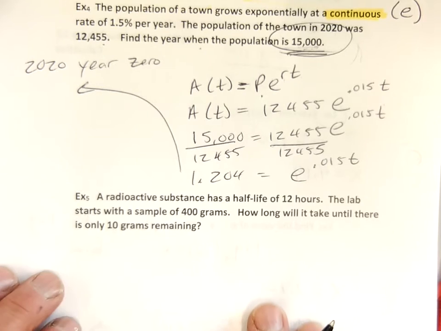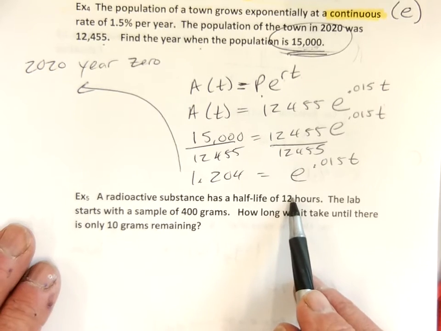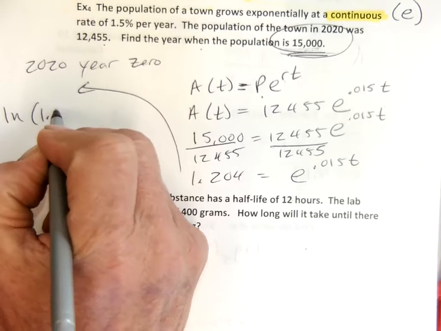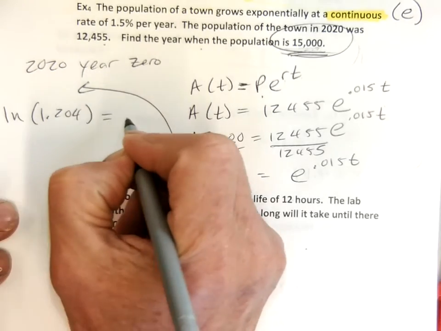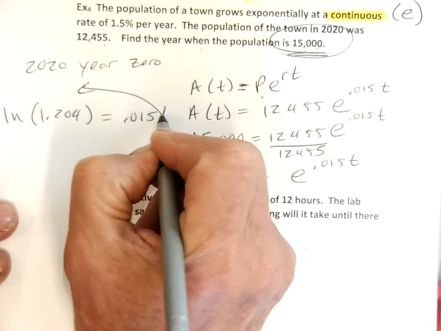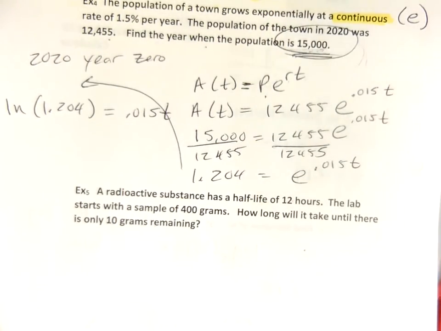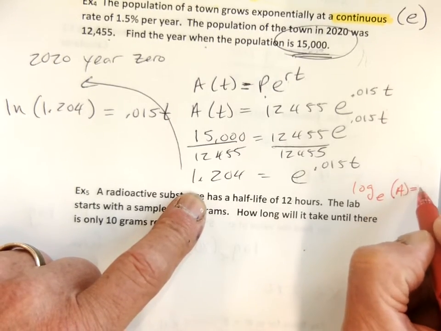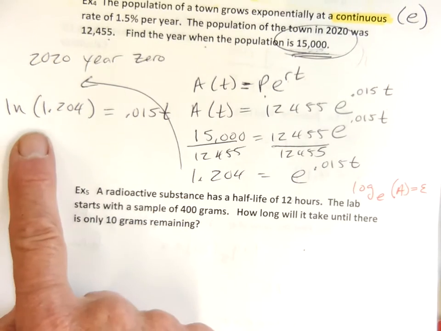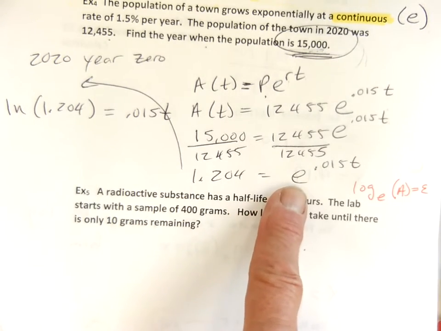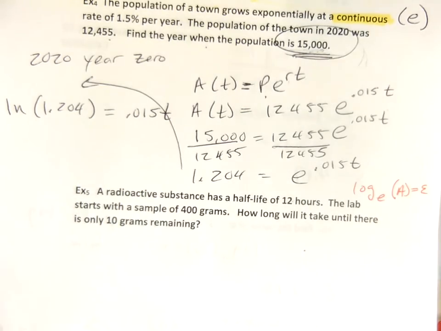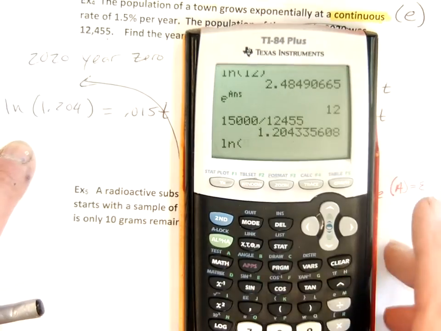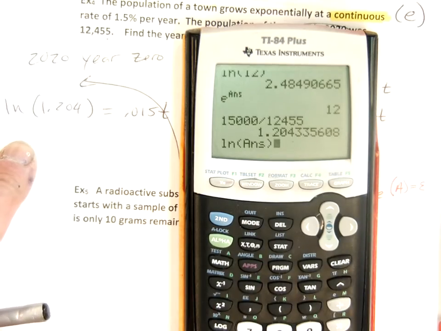I'm going to natural log both sides. So change it to log form. Because e, I'm going to write ln of 1.204, blah, blah, blah, blah, is going to equal 0.015t. All right? I kind of skipped a step, but what I did is I changed to log form. Log base e of my answer equals my exponent, okay? But that's natural log. You okay with natural log? Base e, natural log, right? Now I can use my calculator. And again, this time for accuracy, I left my number in there. So I'm just going to take the natural log of the answer because then I get more accuracy, right? Instead of typing that whole thing, let the calculator do it for us.